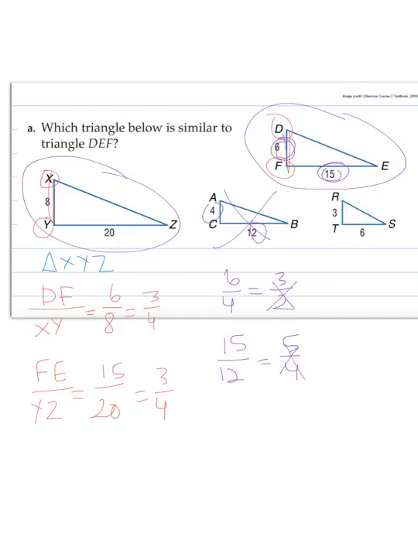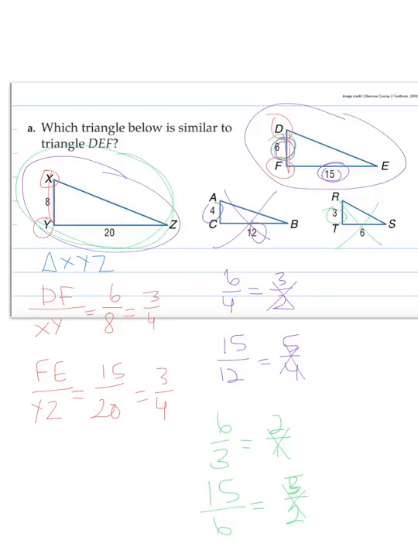Then you would have 6 and 3, which is 2/1. And then 15/6. So again, we're just comparing sides that are corresponding to each other. Divide by 3, that would be 5/2. Nope, those are not the same. So our conclusion is that those two are similar.